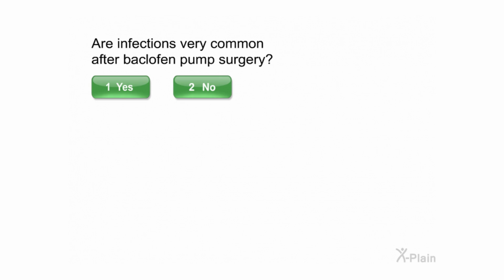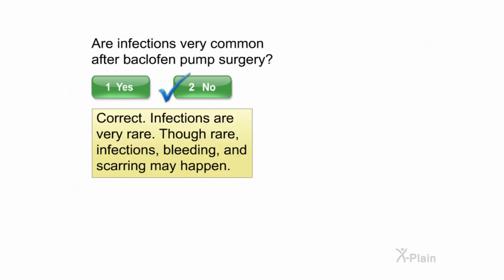Are infections very common after Baclofen pump surgery? Select yes or no. Correct. Infections are very rare. Though rare, infections, bleeding, and scarring may happen.